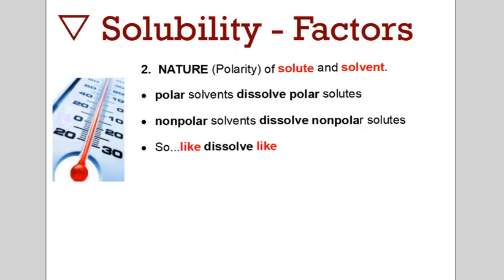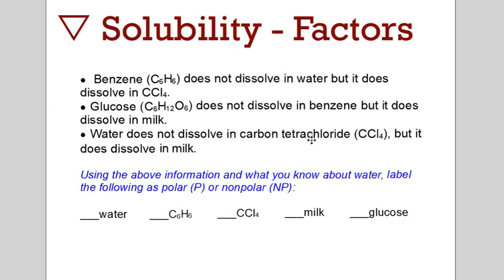Second is the nature of the solute and solvent. We need like natures for dissolving to happen. Polar solvents dissolve polar solutes. Non-polar solvents dissolve non-polar solutes. And you'll hear the phrase a lot, like dissolves like. So if you know the properties of the solute and the solvent, you know whether or not you are likely to make a solution. And here's just a little riddle, for lack of a better word.